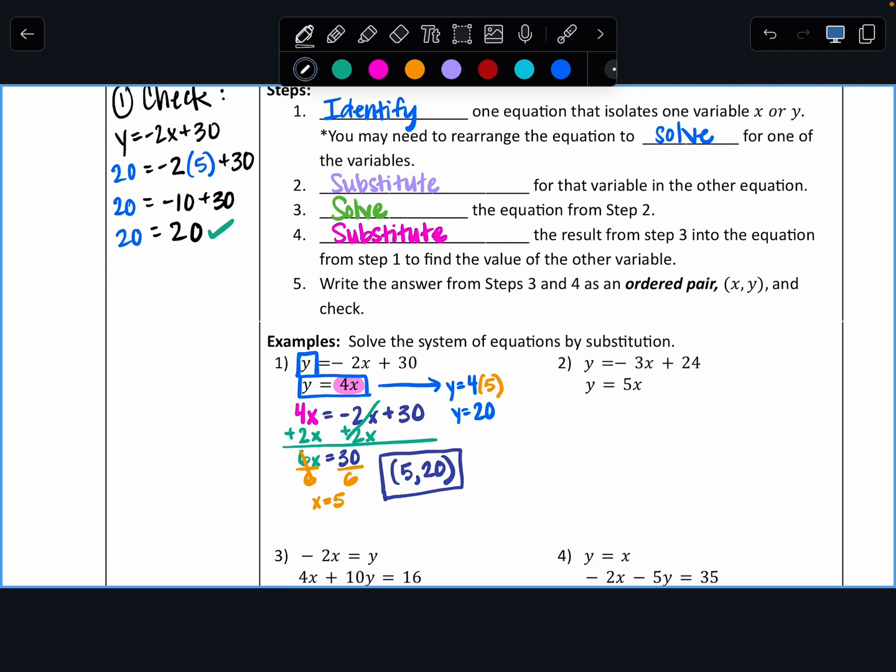My other equation was y equals 4x. So that would be 20 equals 4 times 5. So 20 equals 20. So that works too. So now I know I have found the correct solution.